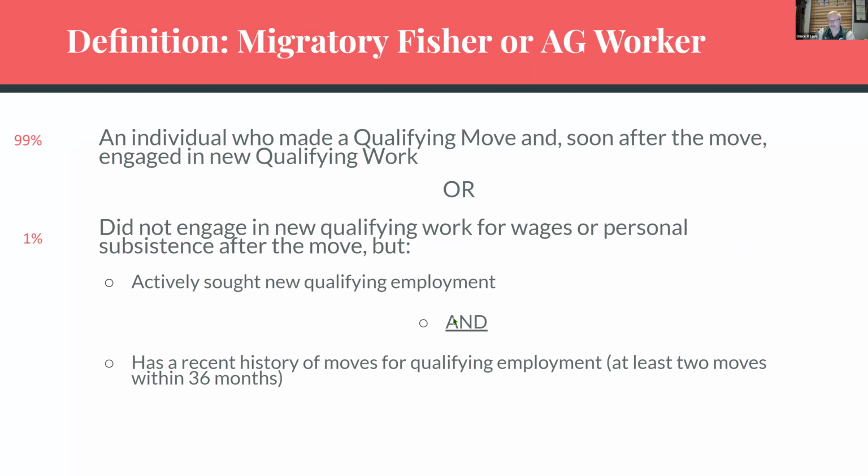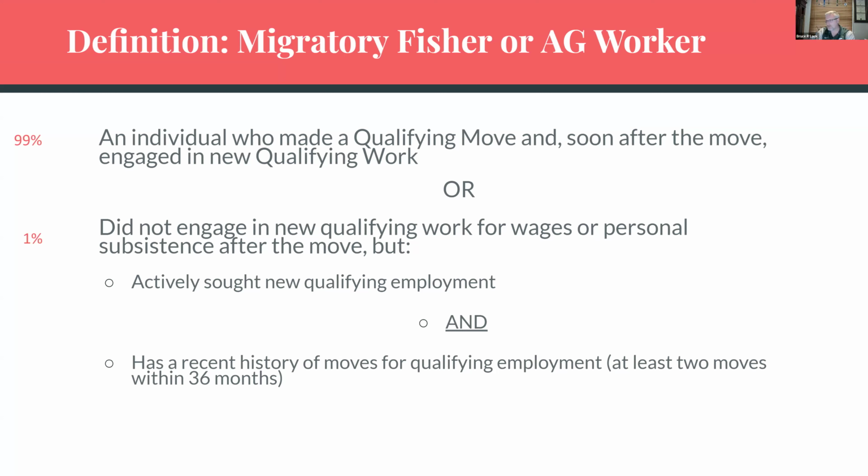In the event, when we're trying to establish somebody as a migratory fisher or migratory worker, we're primarily looking at them having made a move. And then soon after that move, which in Michigan is 60 days. I know some states extend that out to 75 or 90. In Michigan, it's strictly 60. And so for today's presentation, remember that definition. And they engage in qualifying work soon after that move, so within 60 days.